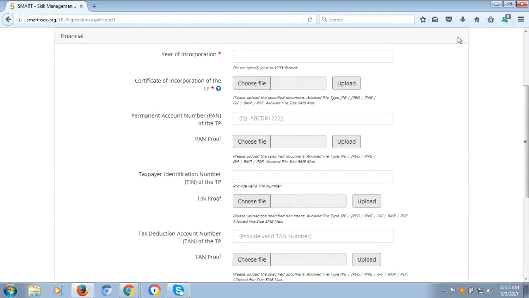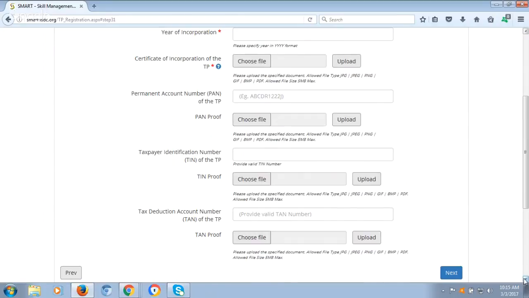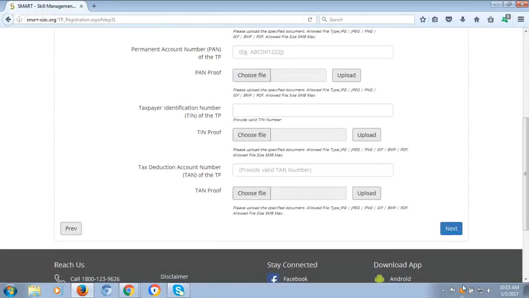Then you have to make the file. Then the financial details: year of incorporation, certificate of incorporation. You have to upload the files. PAN number, as I told you earlier, TIN number, and you have to add your proof as well. When these are added, then you go to the next.